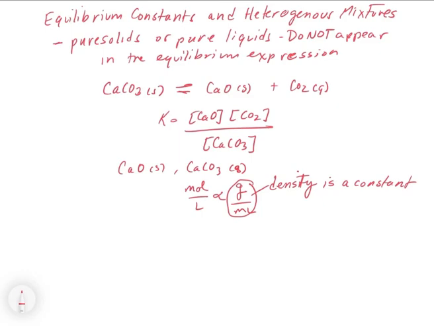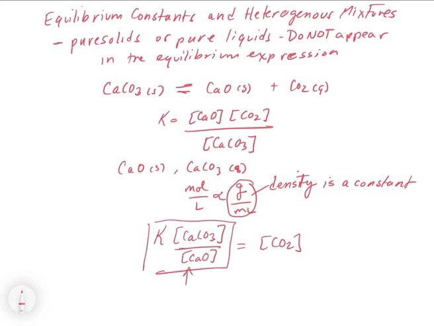So the best way to think of this is that really what you have here is a K, which is the Kf over Kr, and then you have the concentration of calcium carbonate, which is its density essentially, and the concentration of calcium oxide, which is its density, is proportional to the concentration of CO2, and this entire thing gets wrapped up into the equilibrium constant. So the quote-unquote concentration of solids and liquids is a constant, and it gets built up into the equilibrium constant K.